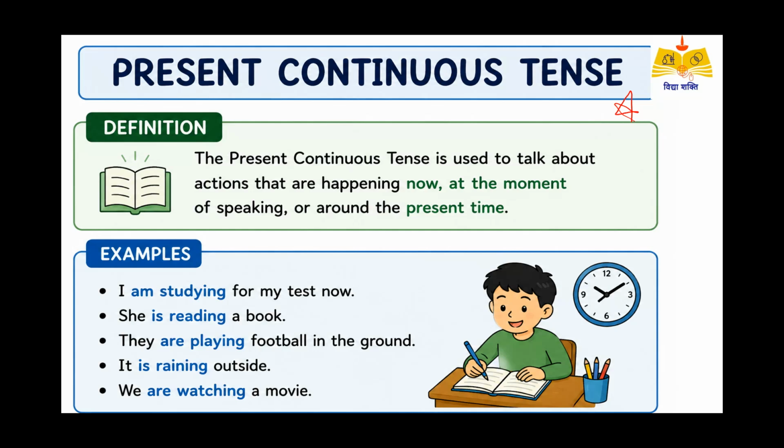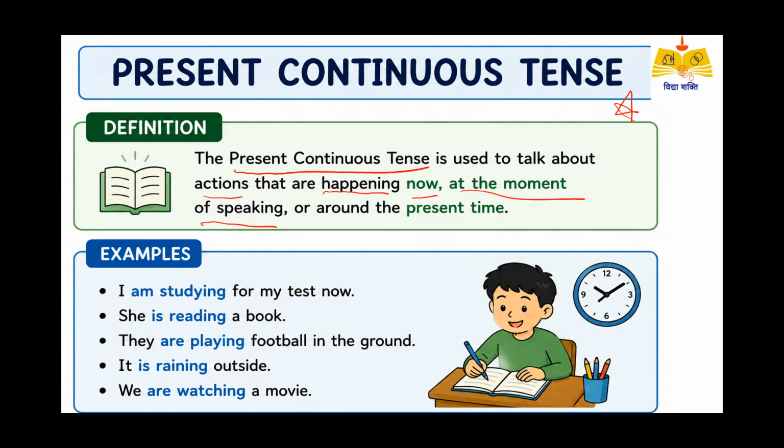Please don't worry. The present continuous tense is used to talk about actions. Actions గురించి మాట్లాడుతున్నాం. Yes, that are happening. ఎప్పుడు? When are they happening? Now. ఇప్పుడు. At the moment. ఈ టైంలో జరుగుతుంది. At the time of speaking, మనం మాట్లాడుకుంటున్నప్పుడు it is happening.